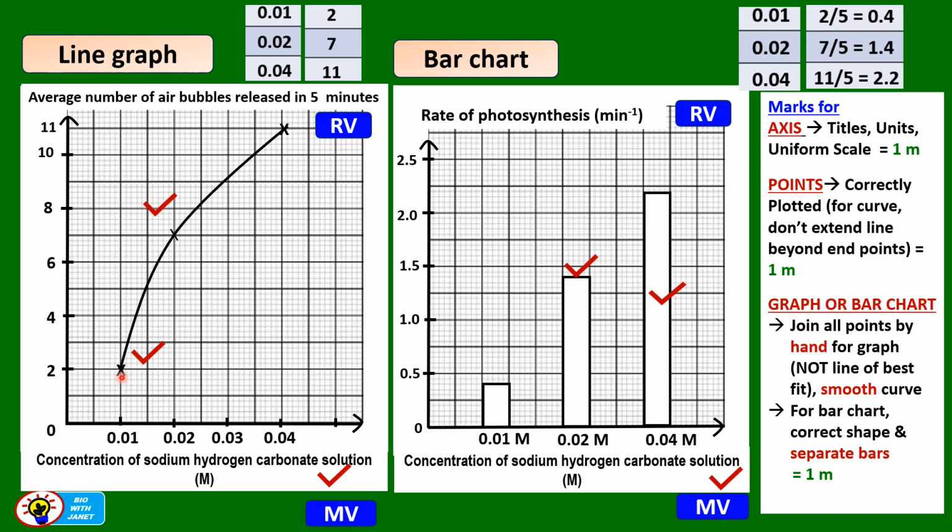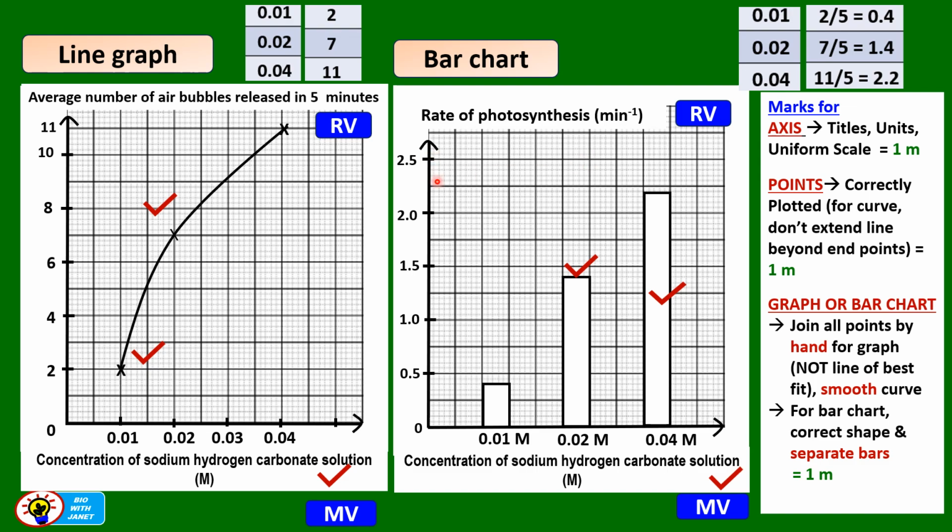Okay. Now if it's a straight line, then you can use a ruler. Okay, but normally we cannot get the straight line. But if it's a straight line, you can use a ruler. So bar chart is another story. So now we have all the marks already. 3 marks for the graph. Okay, graph is 3 or 2 marks. Now for bar chart, it's different.